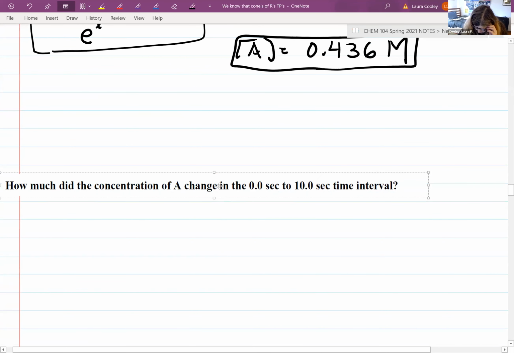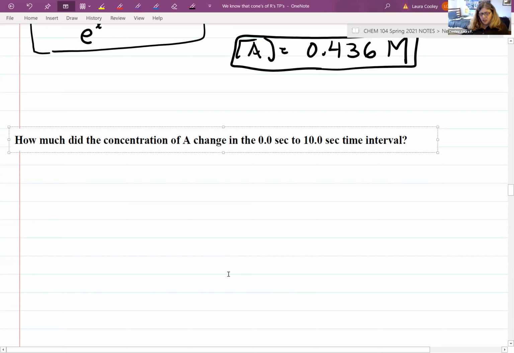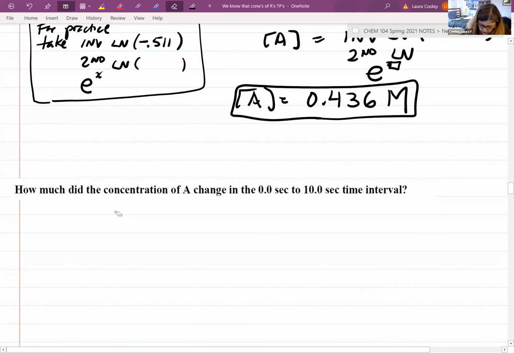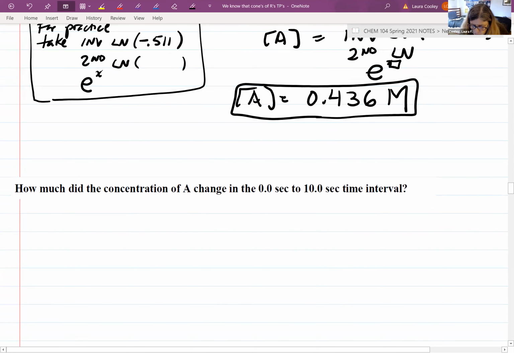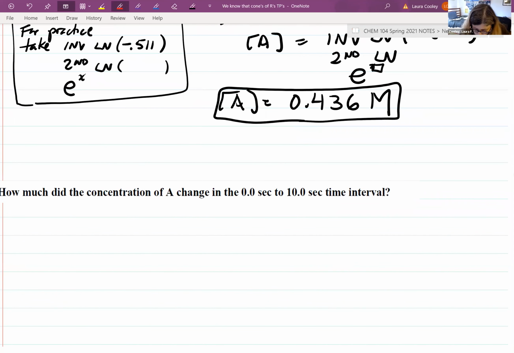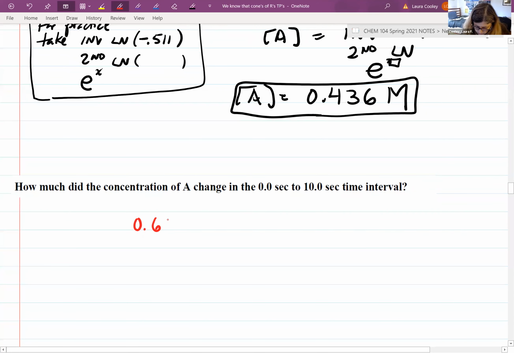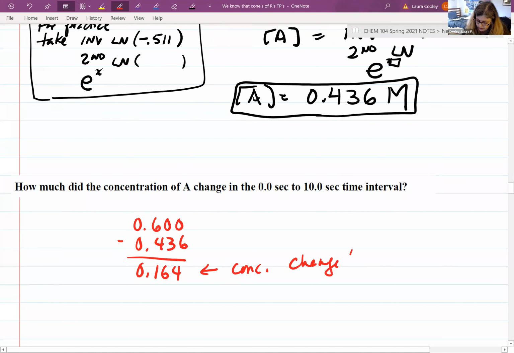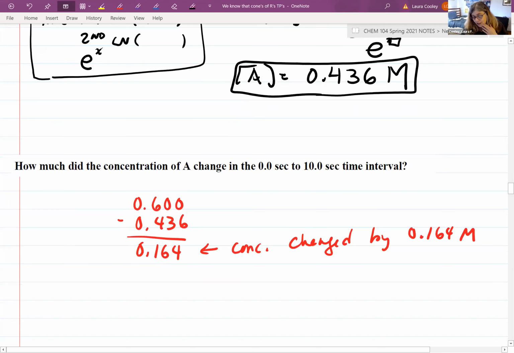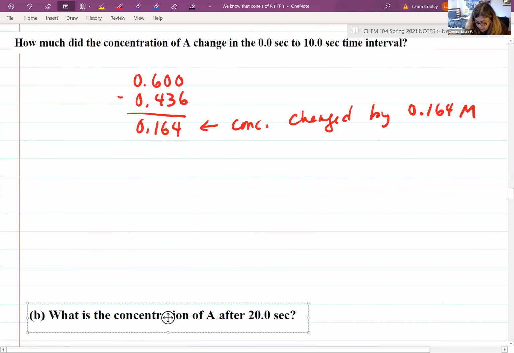So how much did the concentration of A change in that time interval? It started as 0.6. It changed to 0.436. Okay, so when you take the difference, it's 0.164. So the concentration changed by 0.164 molar in that time interval. Okay, so let's keep going now.